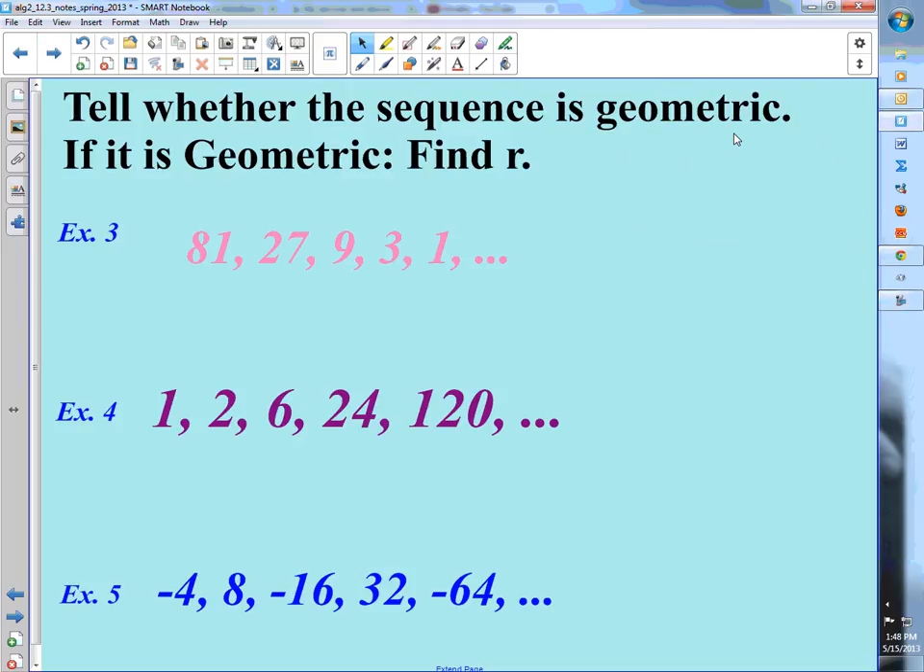All right, let's take a look at example 3 here, the pink one. Robin, what do you think? Geometric or not? Yes, it's geometric. And r was equal to 1/3. Okay, did you use the 1 and the 3 to get that, or did you use something different? Like, did you take this divided by this? Michaela, how about the second one, or example 4? Geometric? Why not? So it's not geometric. Is it arithmetic?